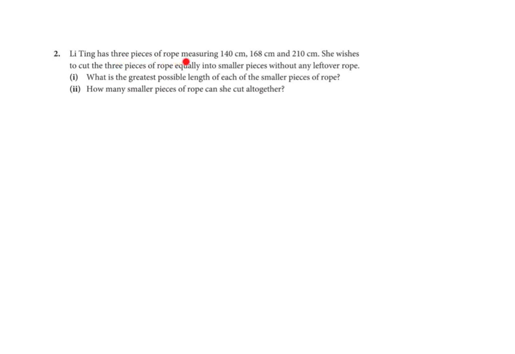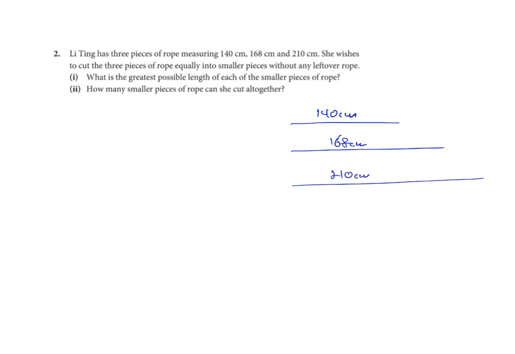Li Ting has 3 pieces of rope measuring 140, 168, and 210 centimeters. Now she wishes to cut the 3 pieces of rope equally into smaller pieces without any leftover rope. So if you can imagine, the first one is about 140 cm, the second one is a bit longer, 168, and the third one is even longer, about 210. You want to cut these 3 ropes equally into smaller pieces. That means every piece must be of equal length, but you don't want any leftover.